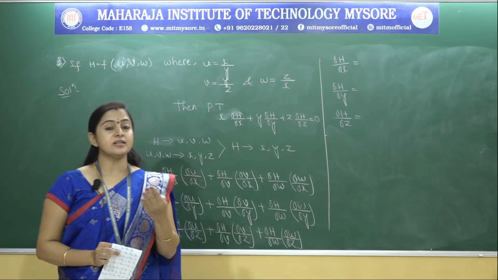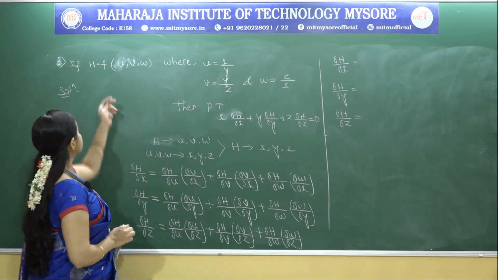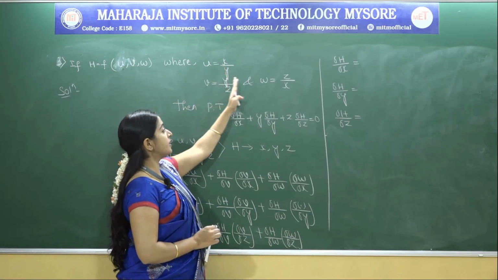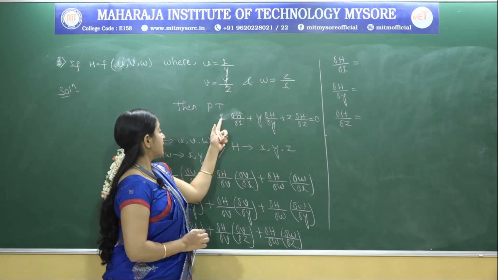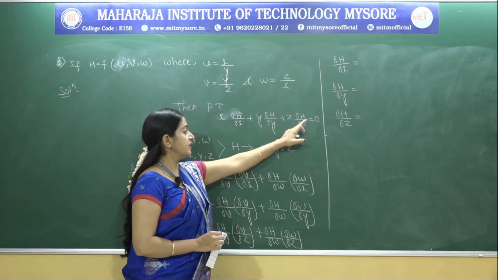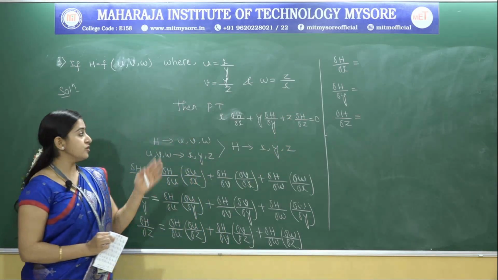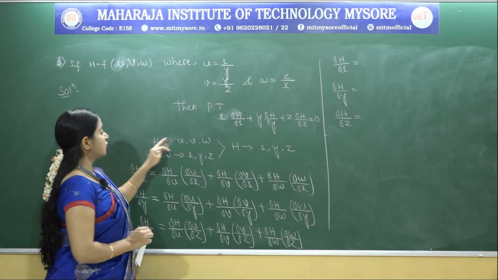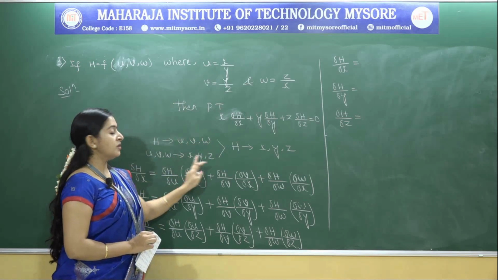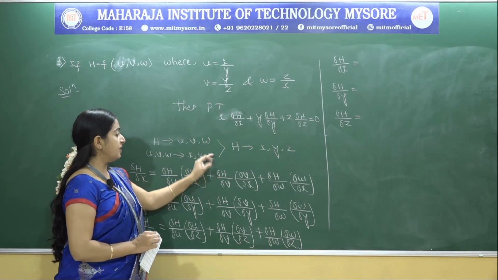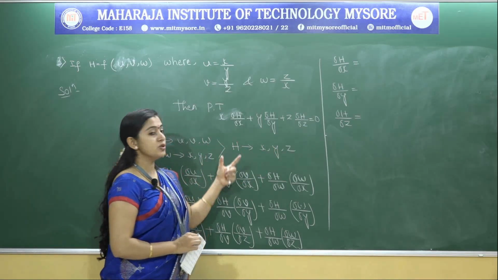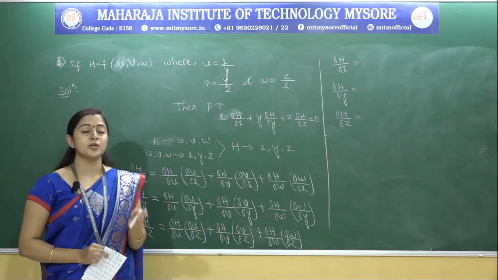So in the next example, I consider the same function H equals f of U, V, W. Here U, V, W depend on X, Y and Z. Then you have to prove this: X into del H by del X, Y del H by del Y, Z del H by del Z equals 0. So first, let us see the terms. Here H is a function of three variables U, V, W, and U, V, W depend on another three variables X, Y and Z. Therefore H is a composite function of X, Y and Z in terms of U, V and W. This is the same as the previous problem.